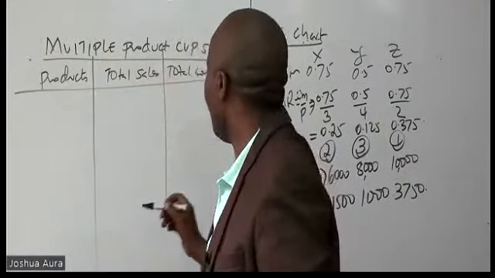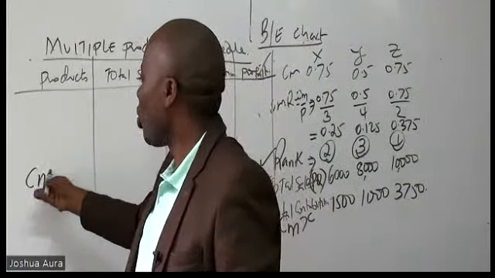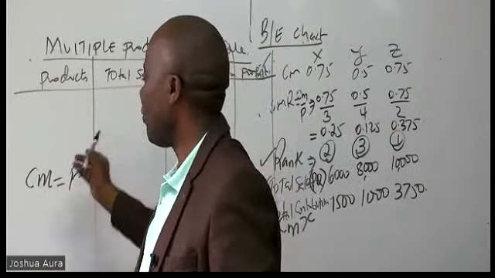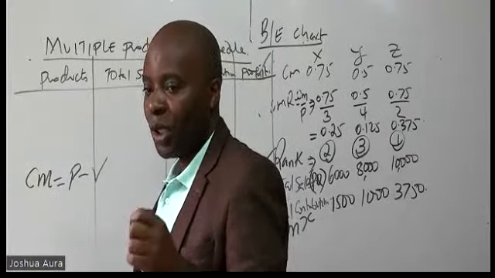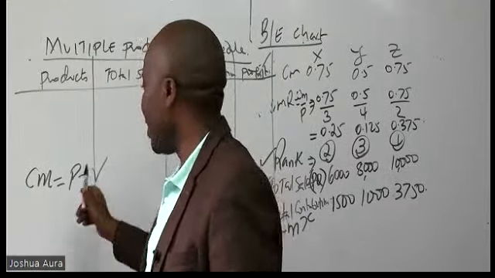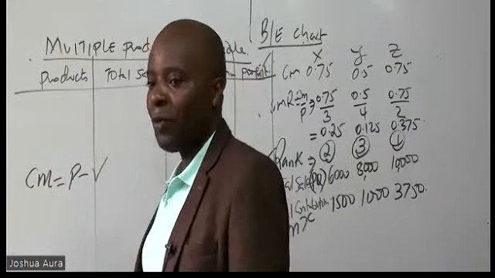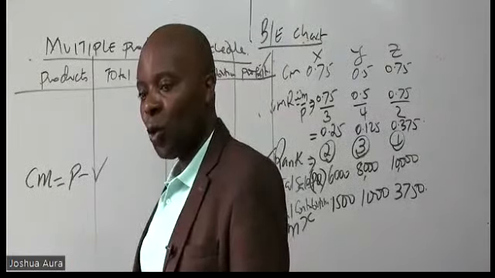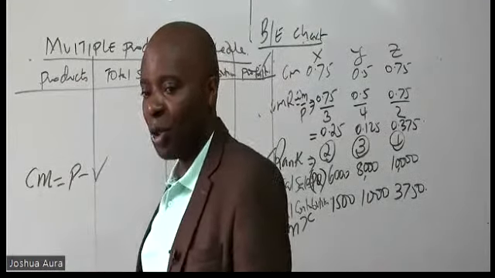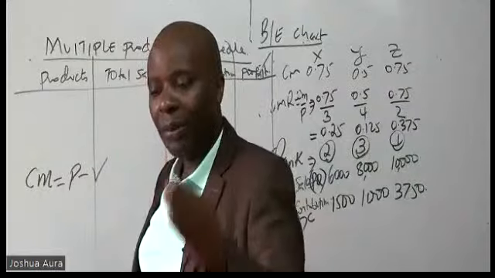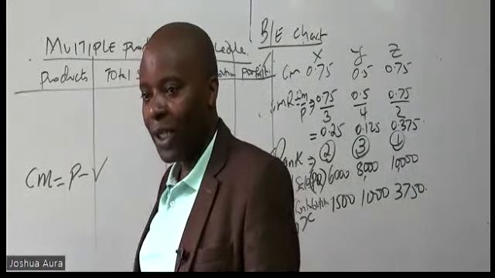To get contribution, I'm sorry, I've rubbed my figures, but we took contribution margin as price minus variable cost. For example, if the selling price is 10 and variable cost is 4, the contribution margin will be 10 minus 4, which is 6. And then to get the total, we took the 6 times the number of units.